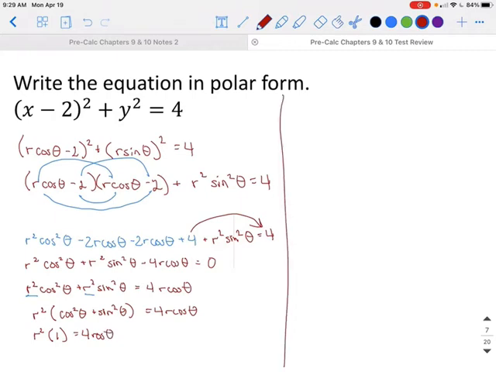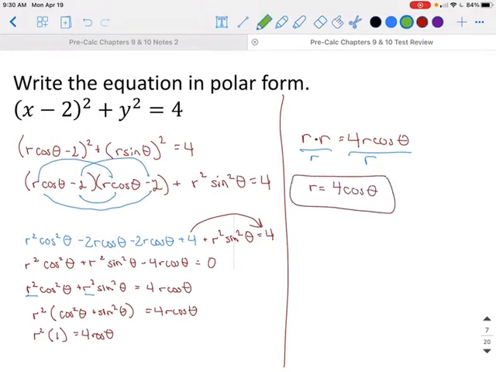And we can rewrite this as r squared is just r times r. When you write an equation in polar form, you just want it to be r equals, so we can divide both sides by r to get rid of one of those r's. So we'll be left with r is equal to 4 cosine of theta, because we canceled those r's and we canceled these r's.